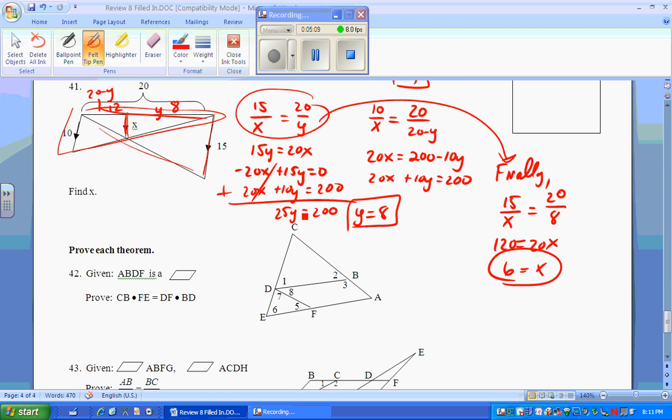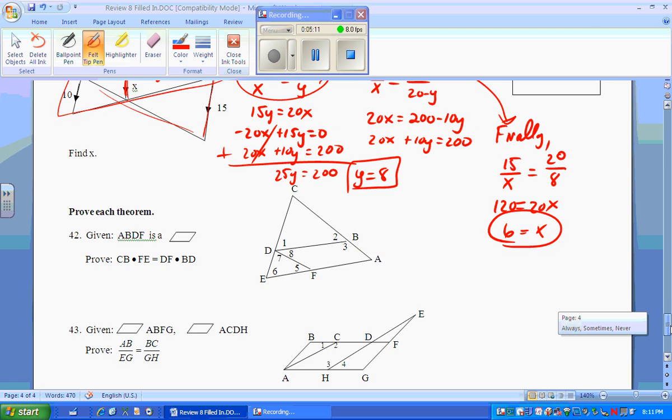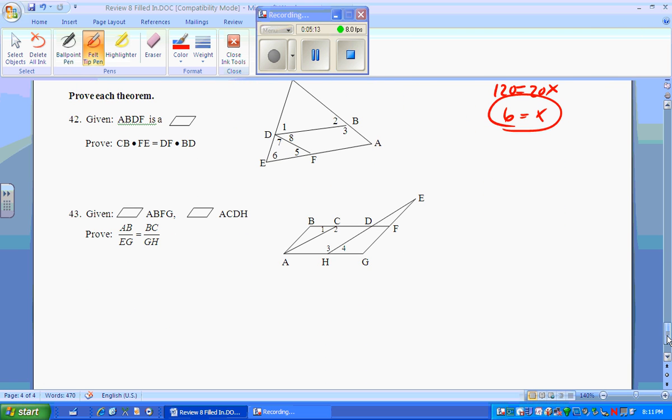Or you could just sub it back into here and you can solve for x if you so choose to be. 42 and 43 are your proofs. ABDF is a parallelogram. If you know it's a parallelogram, you know opposite angles are congruent, which helps us to get certain angles congruent. You also know that opposite sides are parallel when doing that, and these are parallel.